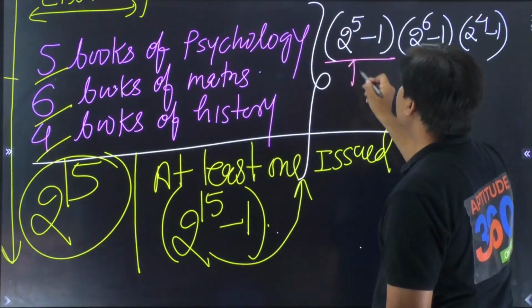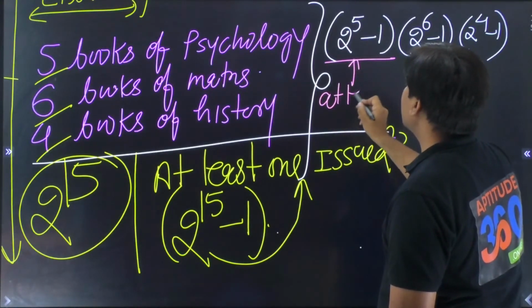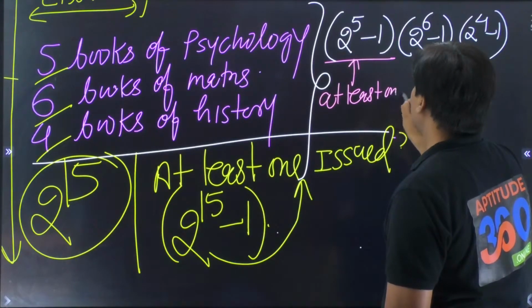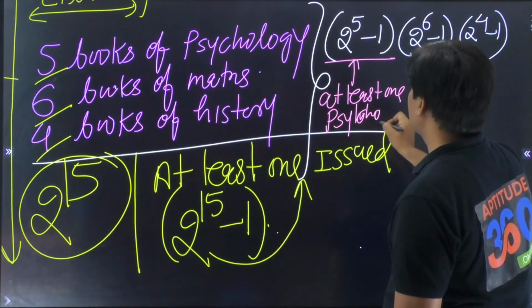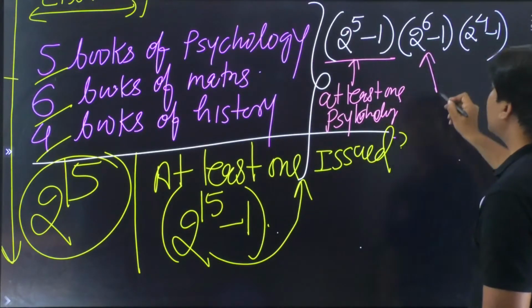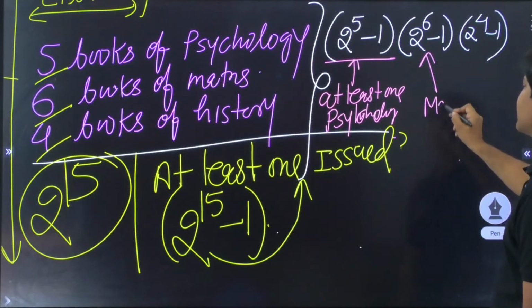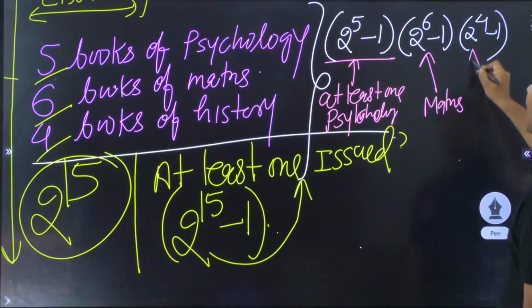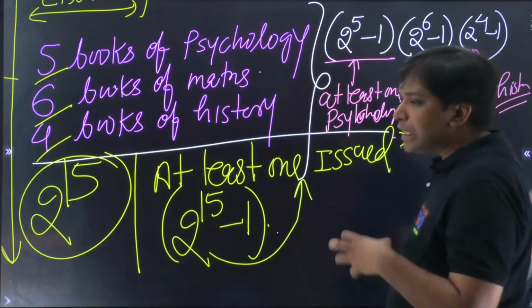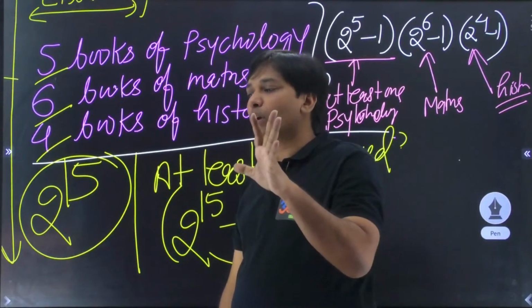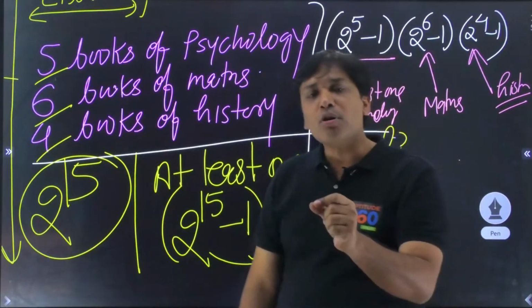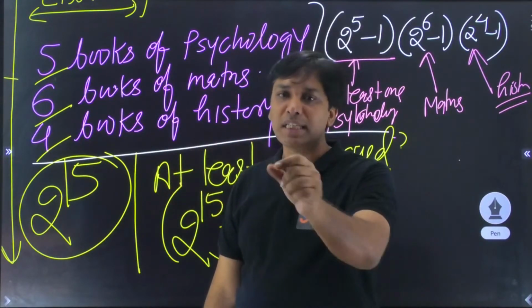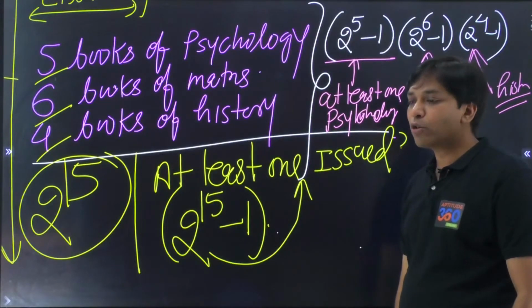So this means at least 1 psychology, isn't it? At least 1 maths and at least 1 history. तो जब आप बुक लेके आओगे ना, तो इन तीनों में से at least 1 बुक लेके आओगे। तो दिव्या, प्रीशा, विशाल, you guys are getting the right answer. At least 1 book of each subject will get issued. Is that okay? Is that okay?